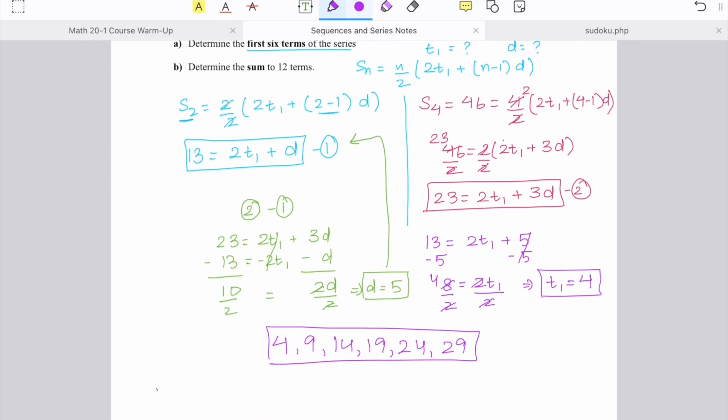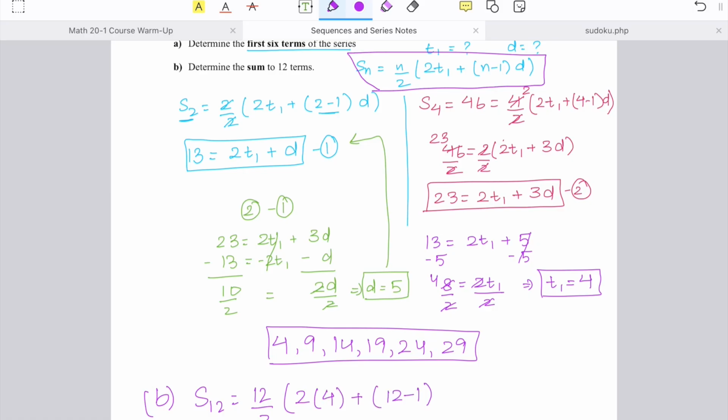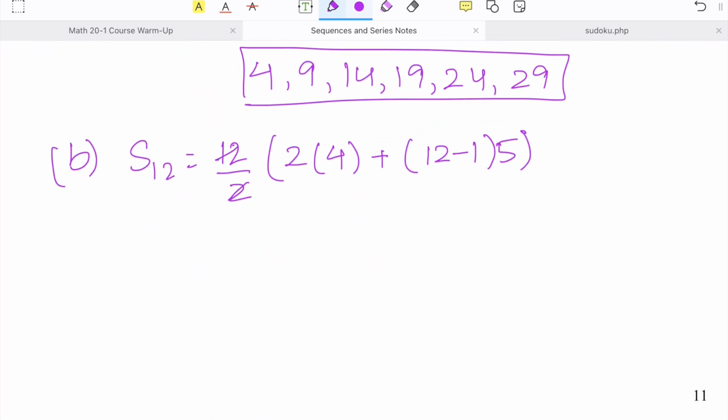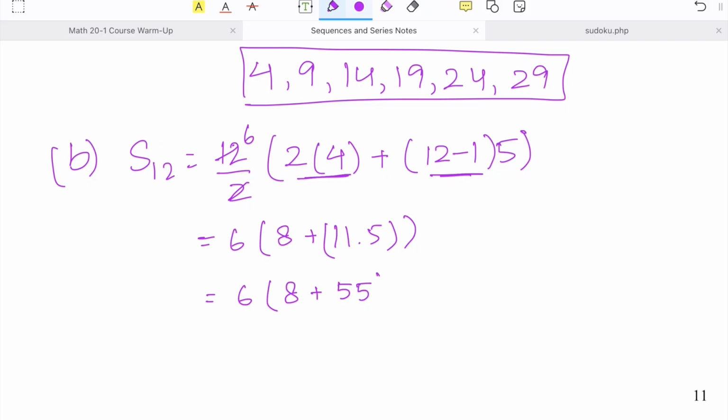And then for part B, the sum of 12 terms, S12, we'll use the same formula over here. So it'll be 12 over 2 times (2 times T1, which is 4, plus (n is 12, so 12 minus 1) times our difference, which is 5). I know it seems a lot, but I'm just putting terms into the formula, okay? So we simplify that. 12 divided by 2 is 6. 2 times 4 is 8, plus 11 times 5, which gives me 6 times (8 plus 55), and that's 378.